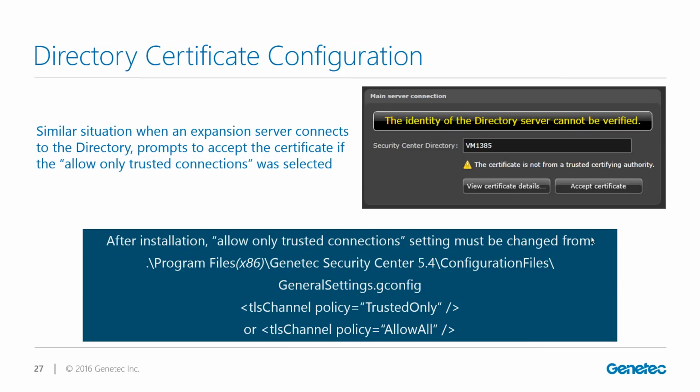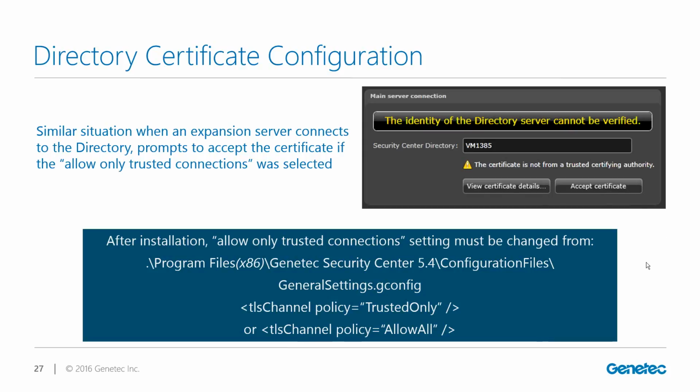Similar thing happens on the expansion servers. So from the server admin, when you're making that connection to the directory server from the expansion, it's going to send the certificate over from the directory to the expansion server, and it's going to tell you that, oh, I can't verify the identity of this directory, can you help me out here? At this point we can view the certificate details, see if it's what we're expecting, and then we can accept the certificate. And once again, this is a one-shot deal, so as long as nothing changes on the system, you accept it on the expansion server and it's going to be able to communicate securely from that point on.